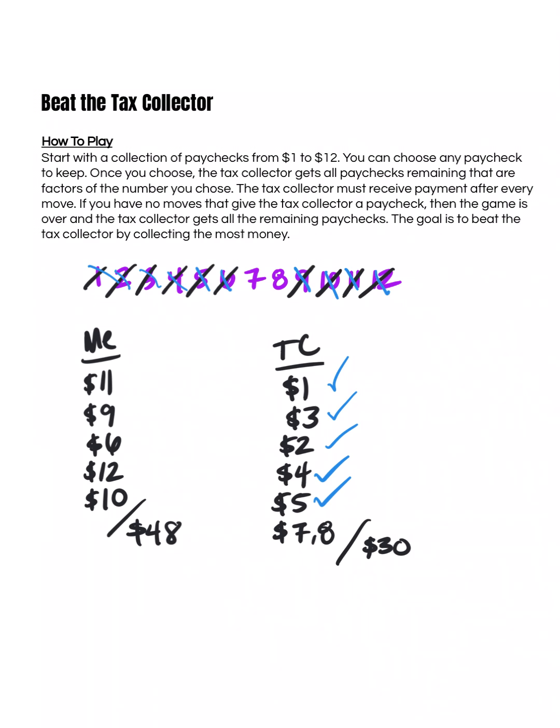When I did it with my classroom back then, I had some extra questions for them: is it even possible to beat the tax collector? What strategy might you consider in order to try to beat the tax collector? And additionally, what if there were more paychecks? What if we use the numbers 1 to 24, or 1 to 25, or 25 to 50? So there are some fun extensions and add-ons to do if you're looking to use something like this within your own classroom.